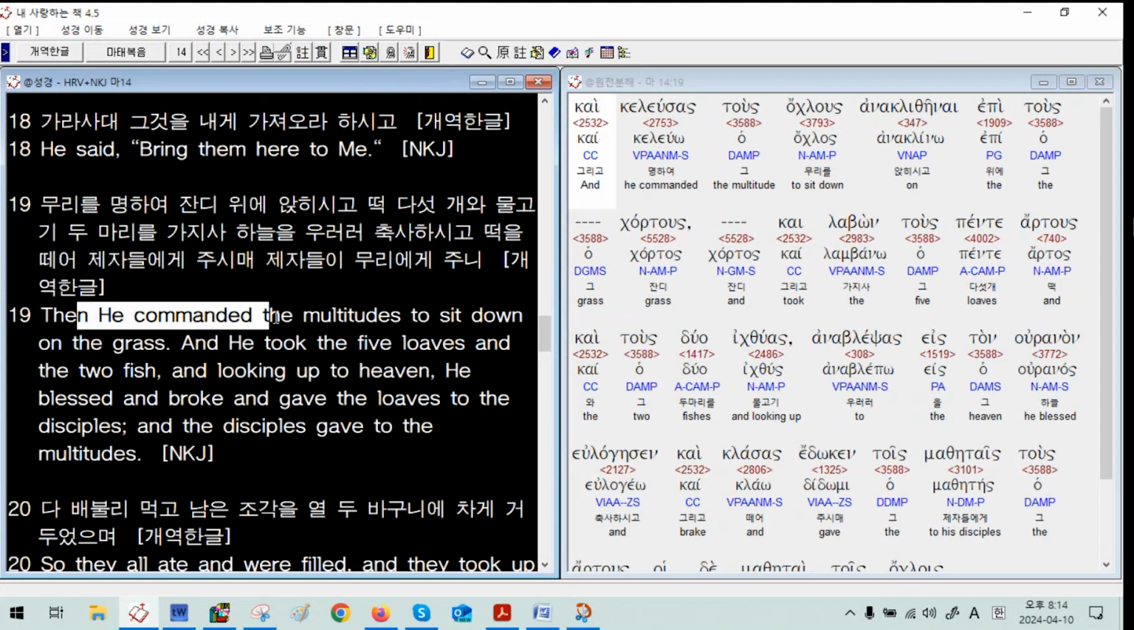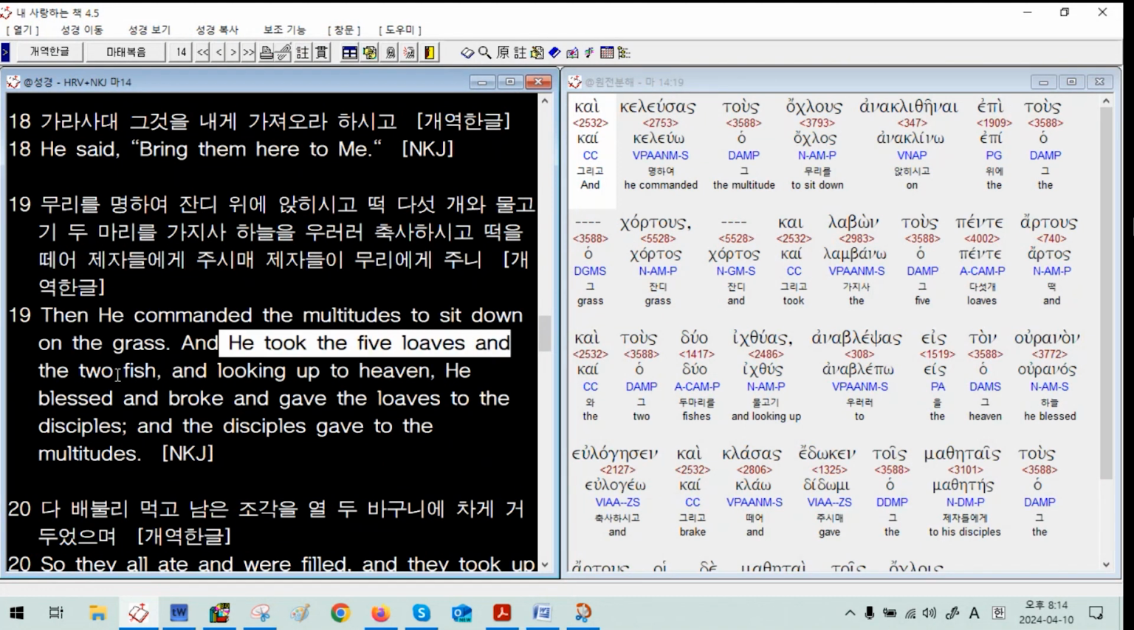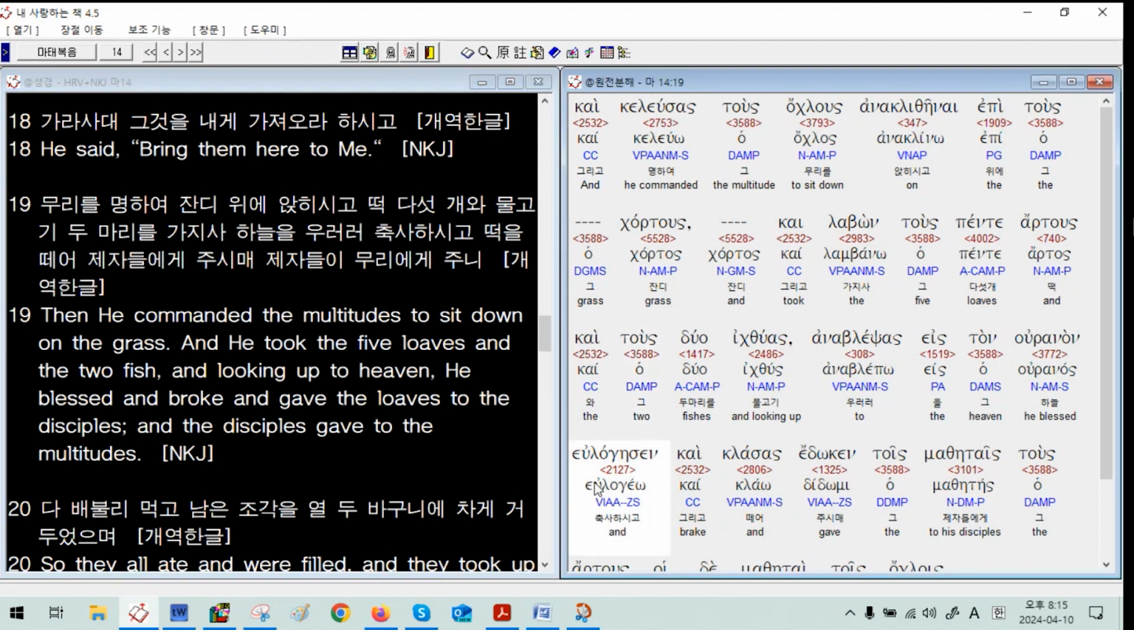And Jesus commanded the multitude to sit down on the grass. He took the 5 loaves and the 2 fish. Very famous story, isn't it? Looking up to heaven, he blessed. Look at the word "blessed" in Greek, whether it's makarioi or not. Blessed. Look at the blessed on the right side. You see here? Eulogeo. Eulogeo.